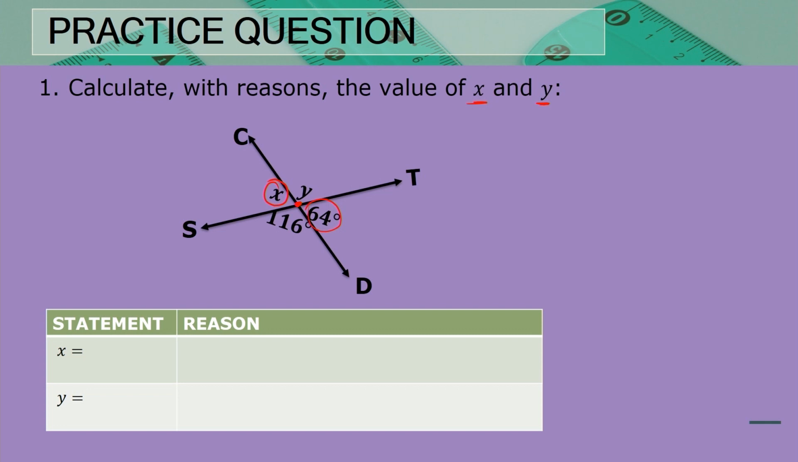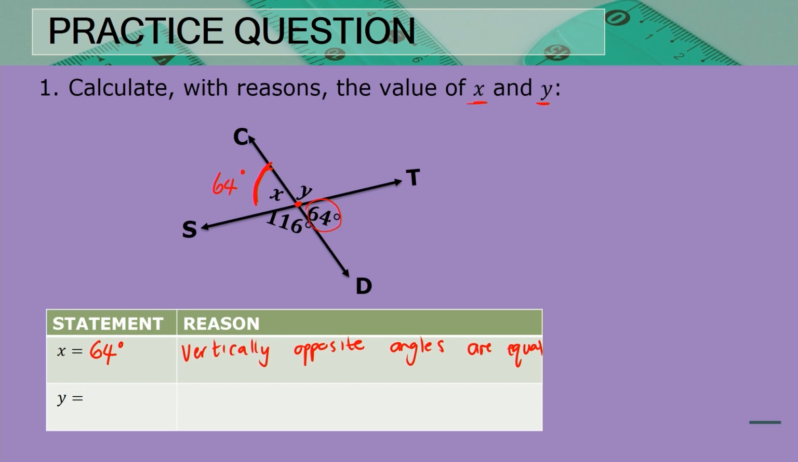So now we have x is equal to 64 degrees, and our reason for that is that vertically opposite angles are equal. That is the reason that we are going to state over here. So vertically opposite angles are equal. So now we know that that angle there is equal to 64.